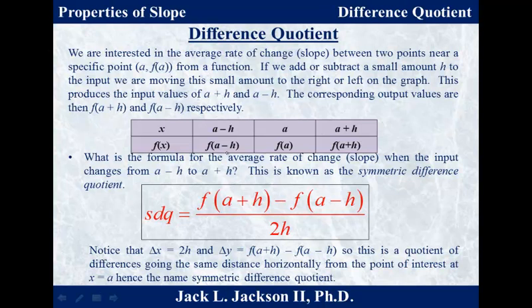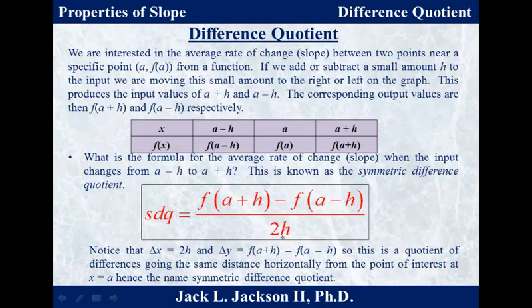doing the slope. Notice that the slope, the delta y is f of a plus h minus f of a minus h. And delta x is a plus h minus a minus h. When you distribute the negative and combine like terms, the a's cancel out, and you end up with a distance of 2h. It's a distance h from here to here, and from here to here it's h, so from here to here it's 2h.